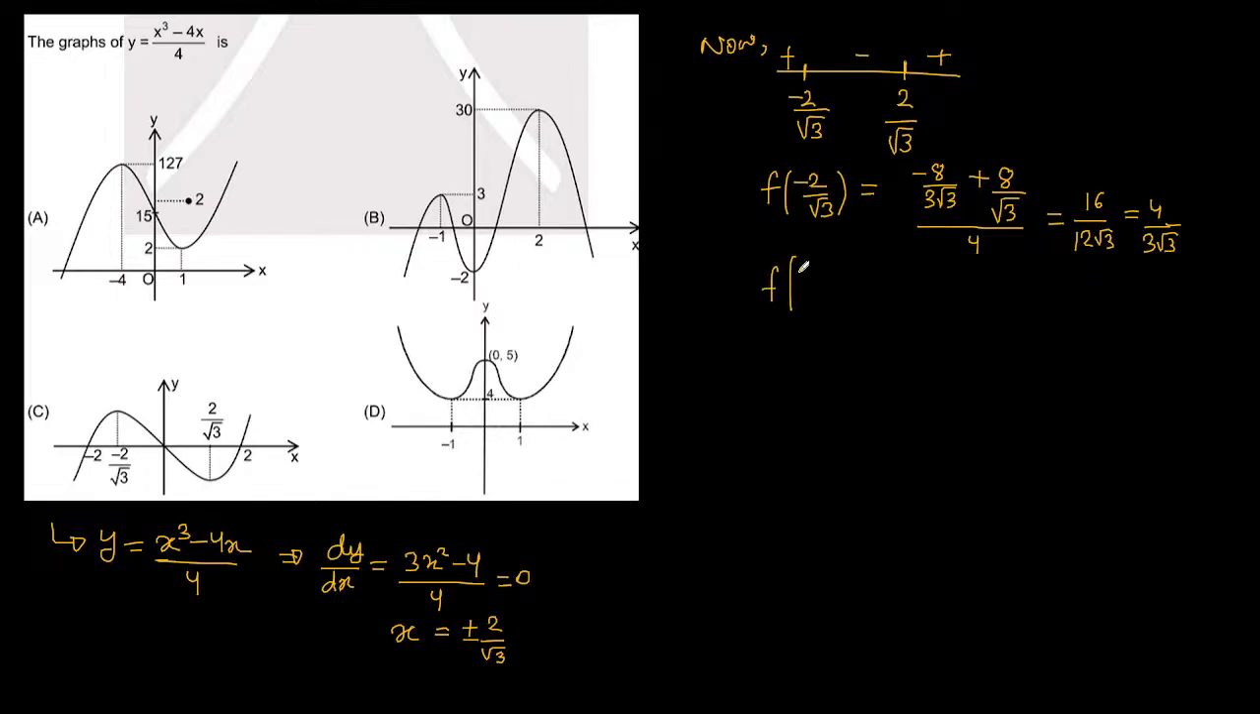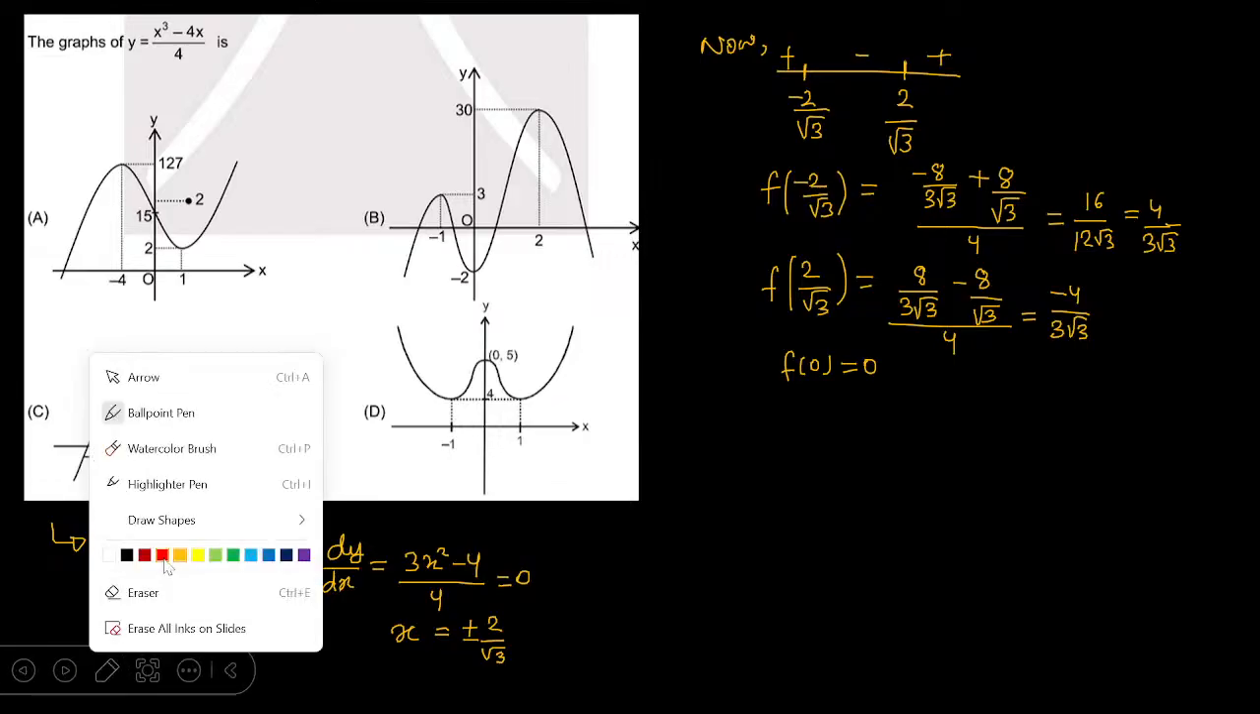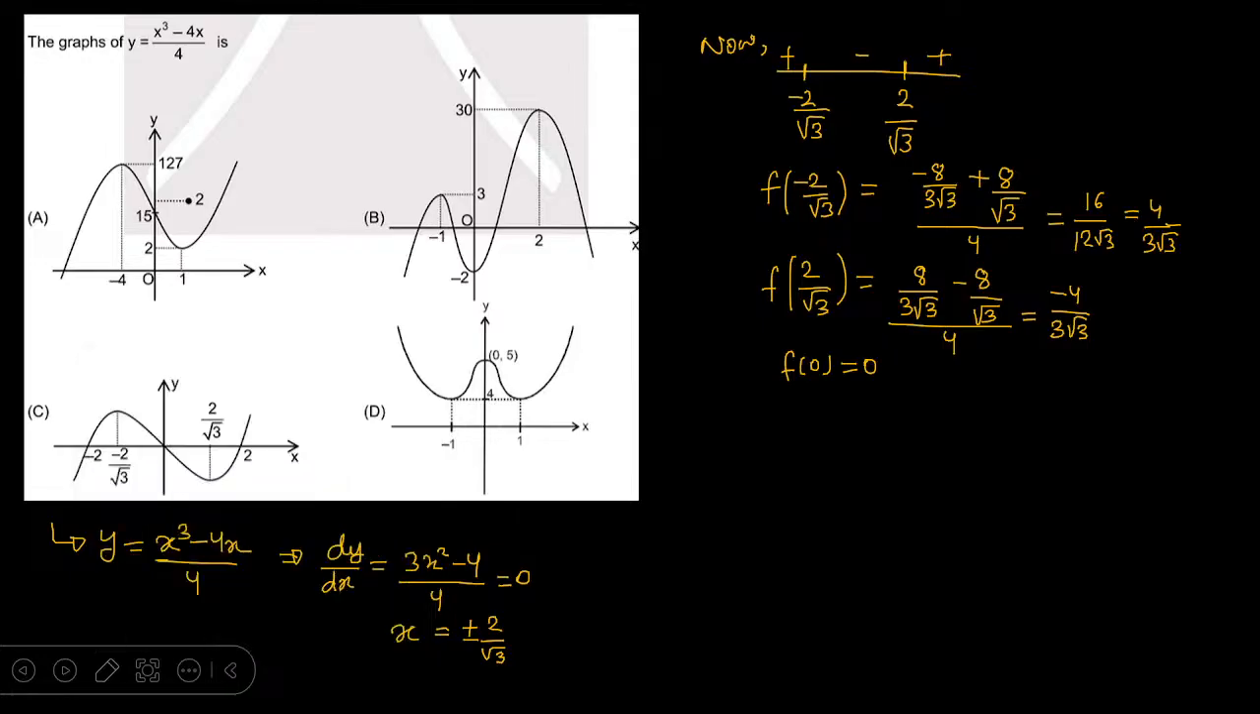If we consider f(2 by root 3), it is 8 by 3 root 3 minus 8 by root 3, by 4, which is 4 by 3 root 3. We'll find f(0), which is 0. f(0) is required to check the nature of the curve, okay? And the two minimum values are required.